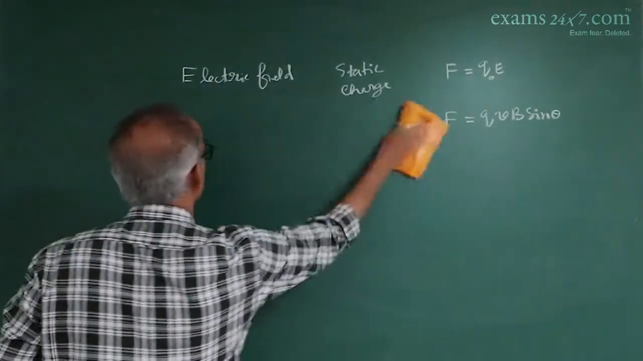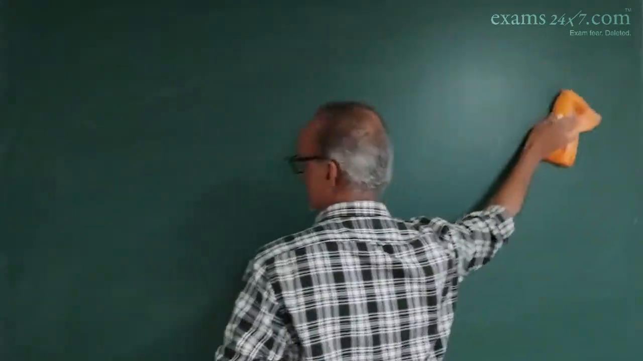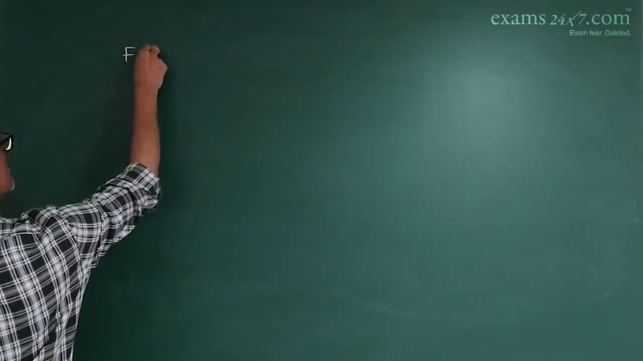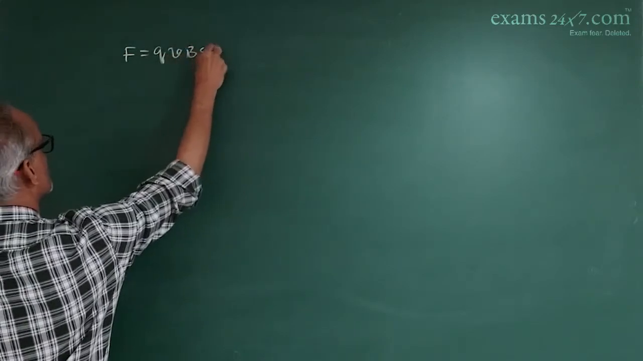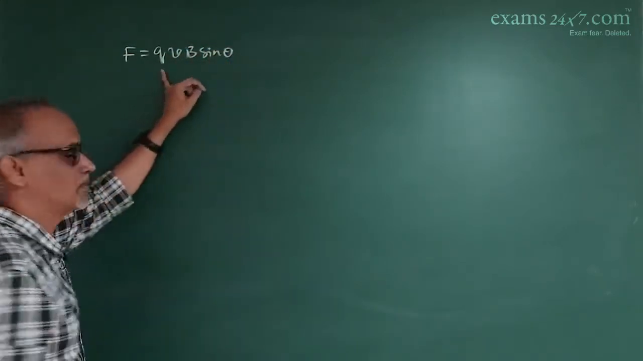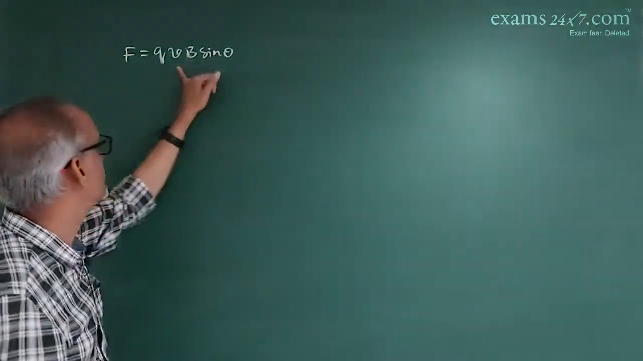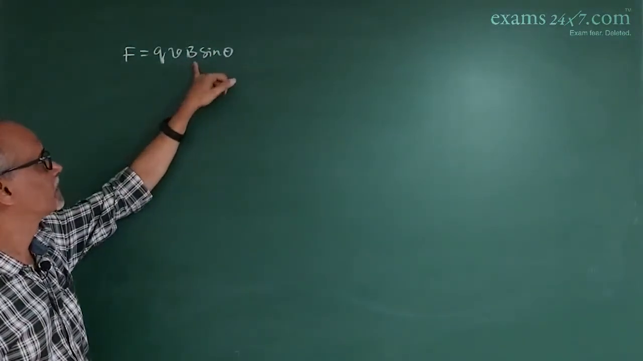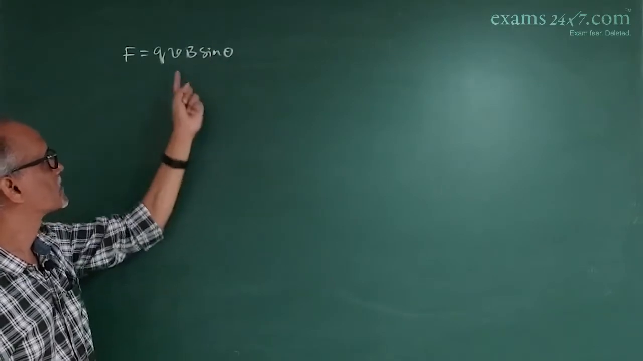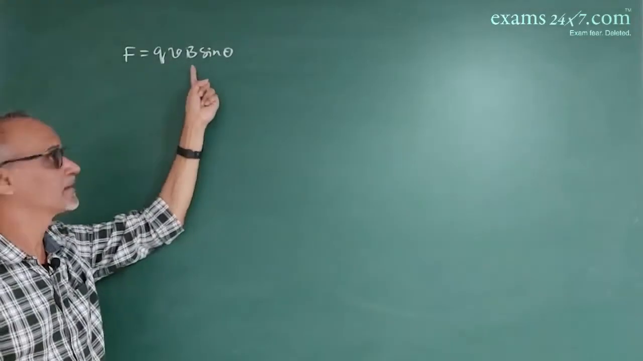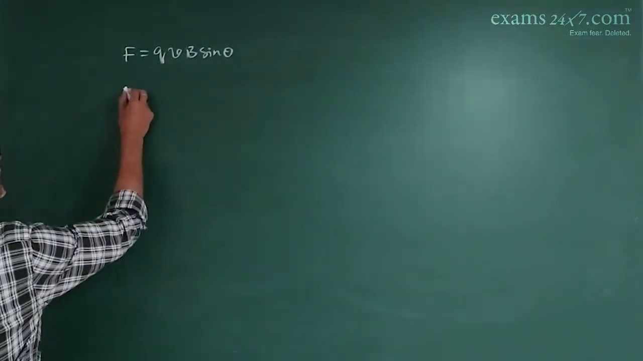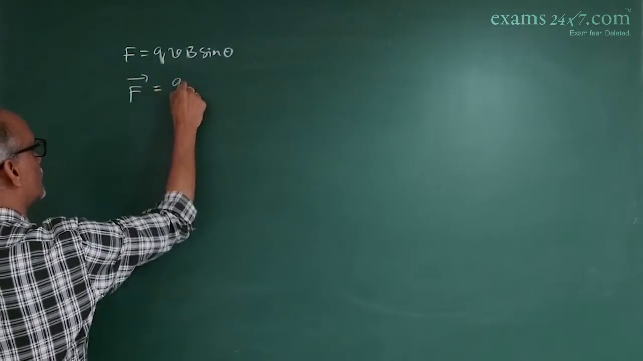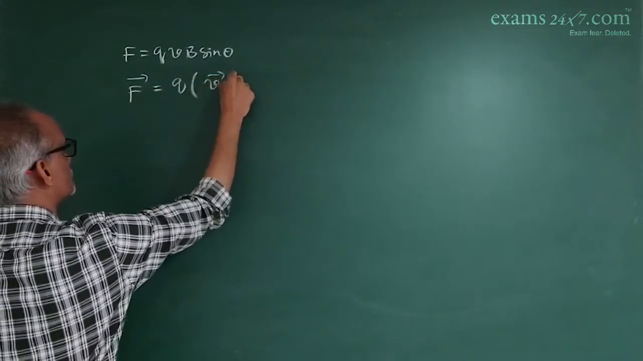So let's learn more about this magnetic force, and the magnitude of this force is given by F is equal to Q V B sine theta. What is Q? Magnitude of the charge. What is V? Velocity of the moving charge. What is B? Magnetic field. What is theta? The angle between two vectors: one is the velocity vector V, and the other is the magnetic field vector B. So you can write this equation in vector form. That's vector F is equal to Q into V cross B.